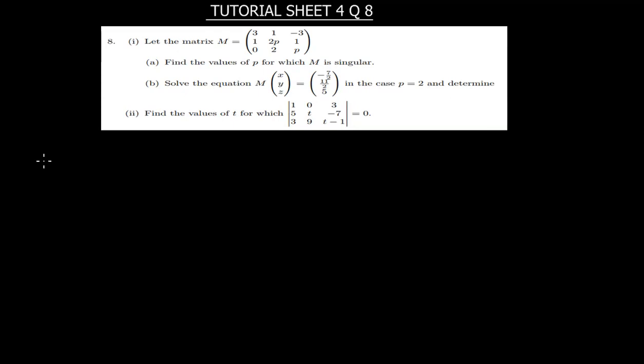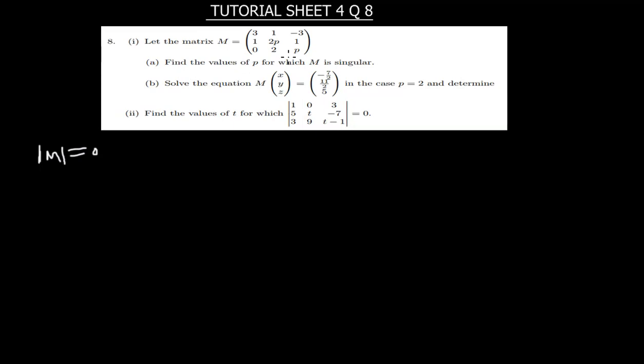So in short, what they're trying to say is that the determinant of M is equal to 0. So we're going to find the determinant in terms of P and then equate it to 0 and then solve the equation to find the values of P.